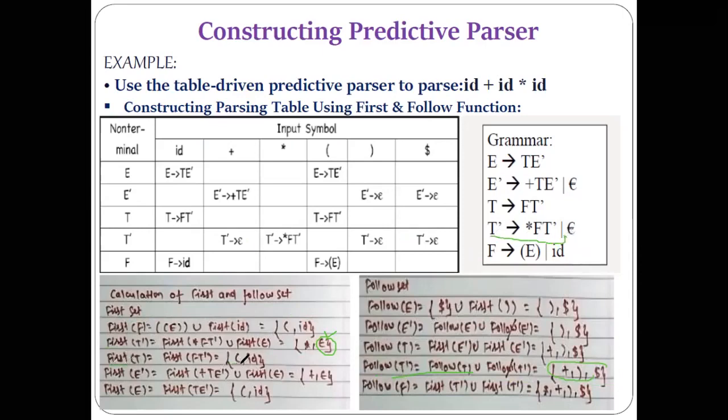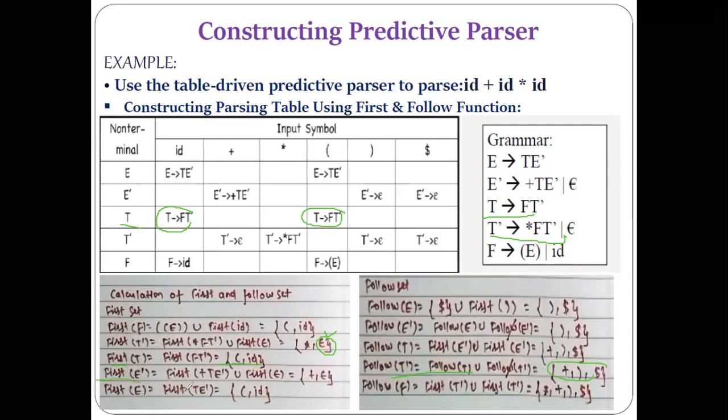So first of T, we have the open brace and the ID. So for T, under the ID, we make the entry of T deriving F T dash, and also under the open brace you have to make the entry of T deriving F T dash. Okay, then we have next first of E dash.